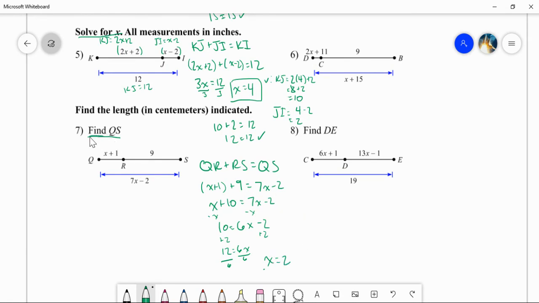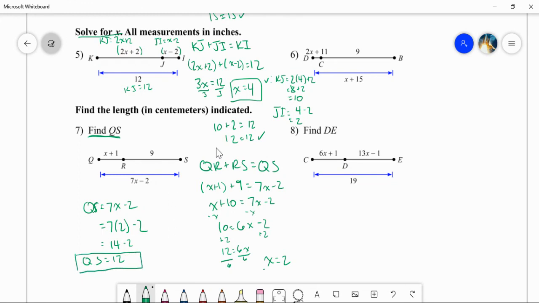My whole goal is to find what QS is. Well, QS has a length of 7x minus 2. If you set this up like we did the last two and wrote it out like that, then you already have this equation set up. So I know that QS is equal to 7x minus 2. Now I've got to plug in x in order to solve for what QS is equal to. Well, 7 times 2 is 14 minus 2, which is equal to 12. So if x is equal to 2, I know QS is equal to 12.